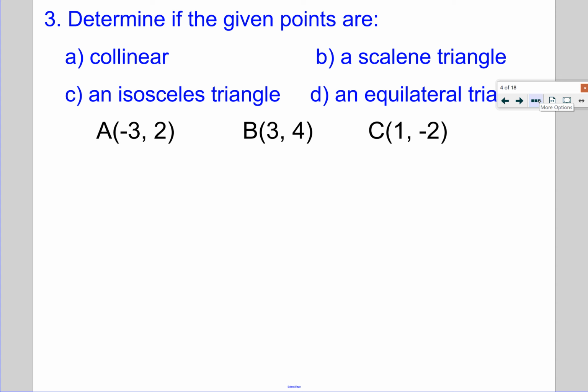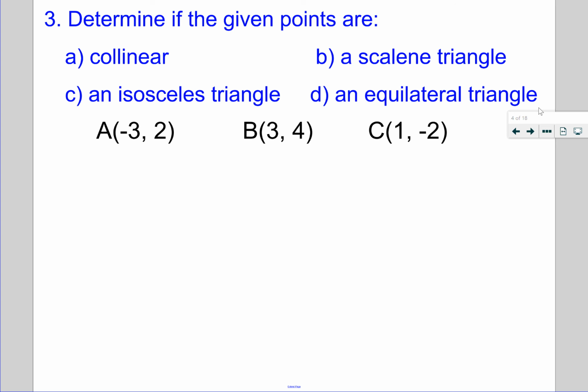Problem number 3. Here we are given 3 points A, B, and C. We want to know if these points are collinear or they make a type of triangle. So collinear, remember that means the two smaller distances add to the larger distance. An isosceles triangle, two distances are the same. Equilateral, all three distances are the same. And scalene, none are the same.